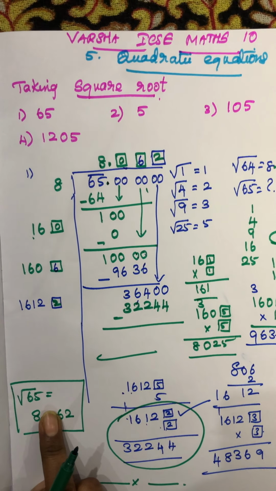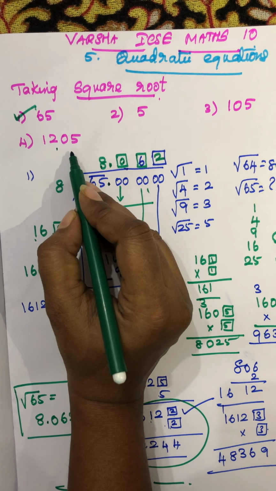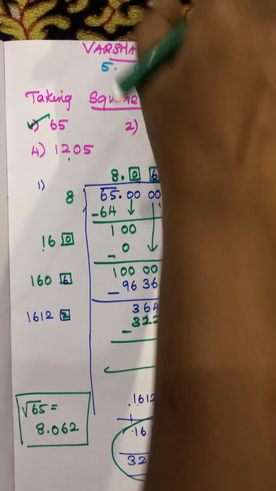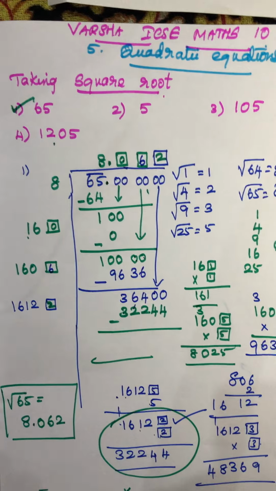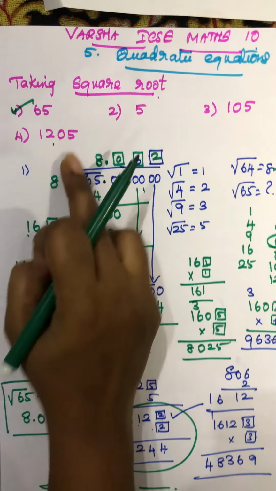So let me end this video. This is the last. Shall we start 1205, students? I am going to find the 5 in the second root. So let's finish this video. In the next video I will say take the square root of 5.